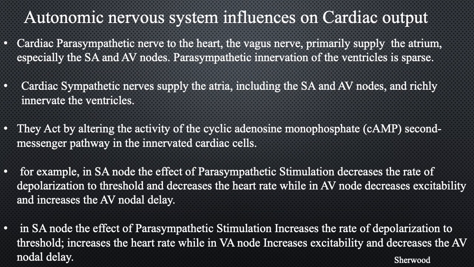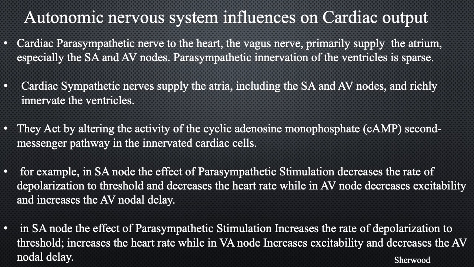Autonomic nervous system influences on cardiac output. The heart is innervated by two divisions of the autonomic nervous system: the sympathetic and parasympathetic nervous systems, which can modify the rate and the strength of the contraction, even though nervous stimulation is not required to initiate contractions. They act by altering the activity of the cyclic adenosine monophosphate second messenger pathway in the innervated cardiac cells.